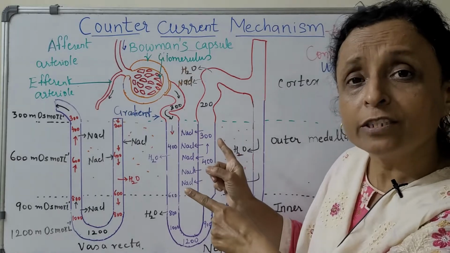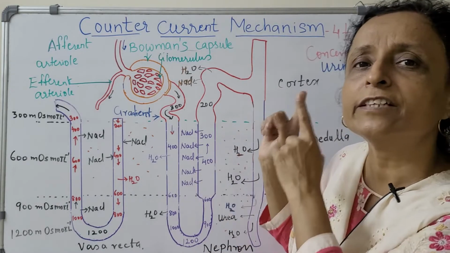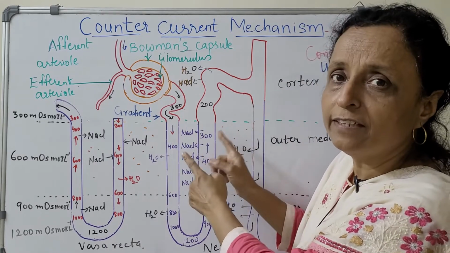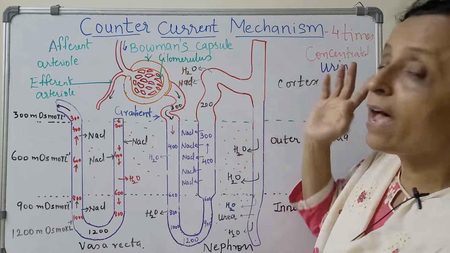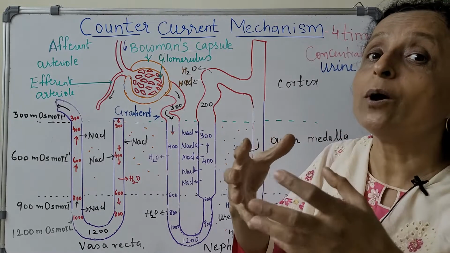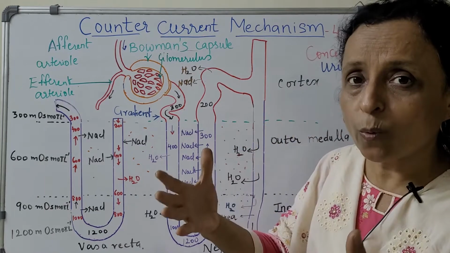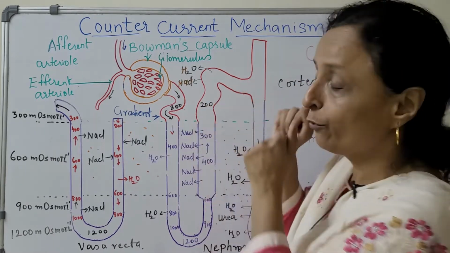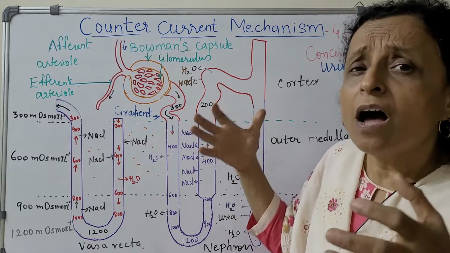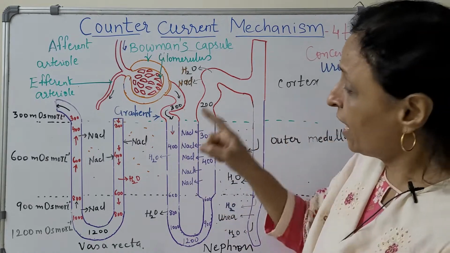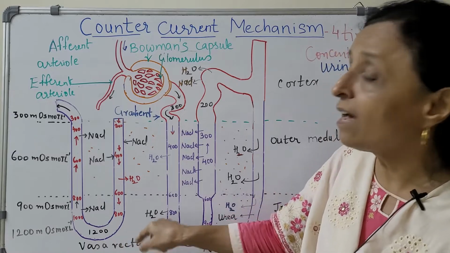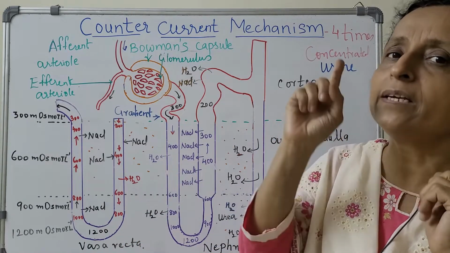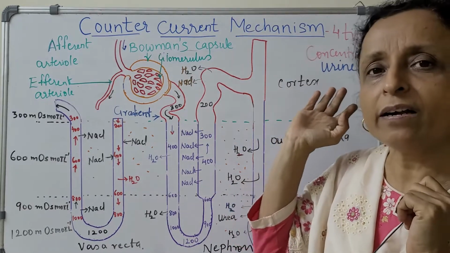Now this counter current helps in concentration of urine. We are interested in concentrating the urine so that water is absorbed and NaCl is absorbed, which is required. So counter current helps in concentration of urine. Now, hugging close to this Henle's loop is the vasa recta. Vasa recta is a network of capillaries. Capillaries will have blood in them.